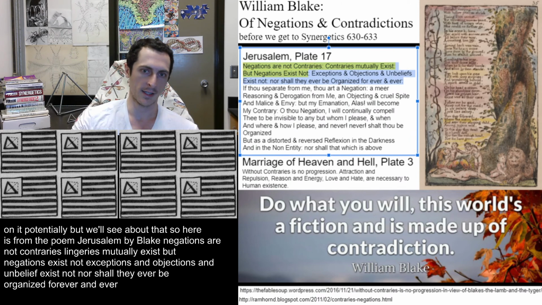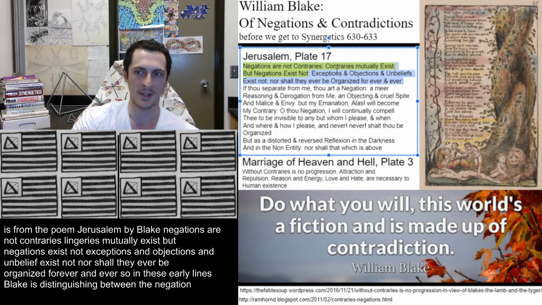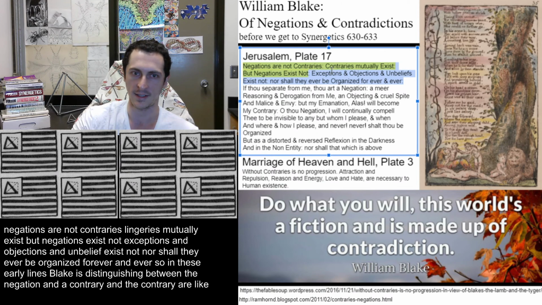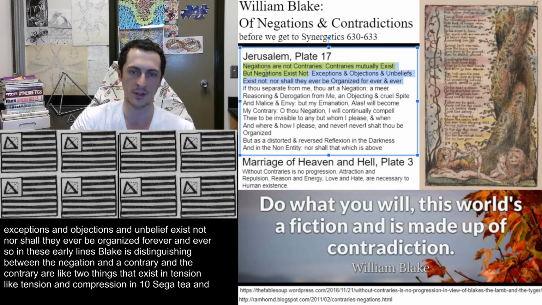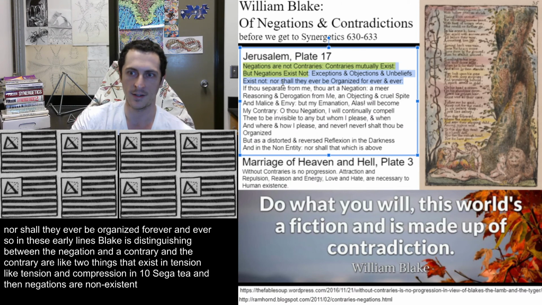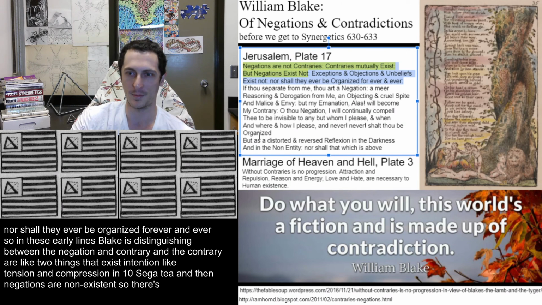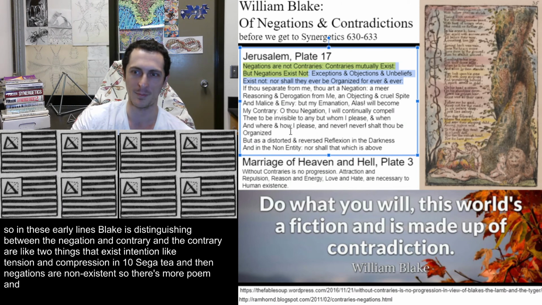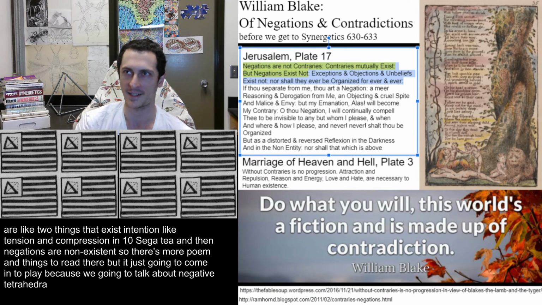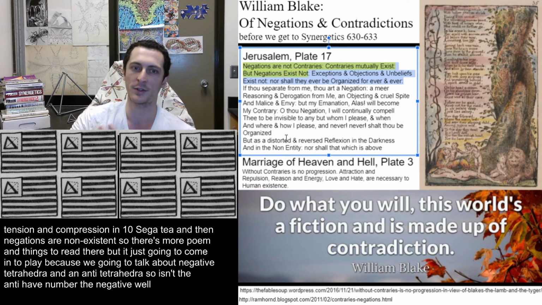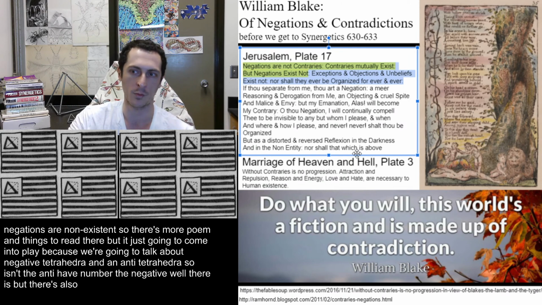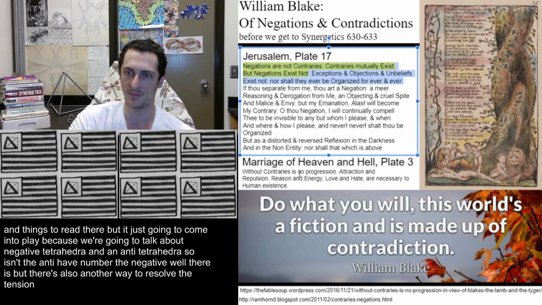So in these early lines, Blake is distinguishing between the negation and the contrary. The contraries are like two things that exist in tension, like tension and compression in tensegrity, and the negations are non-existent. There's more poem and things to read there, but it's going to come into play because we're going to talk about negative tetrahedra and then anti-tetrahedra. So isn't the anti of a number the negative? Well, there is, but there's also another way to resolve that tension of tensions.